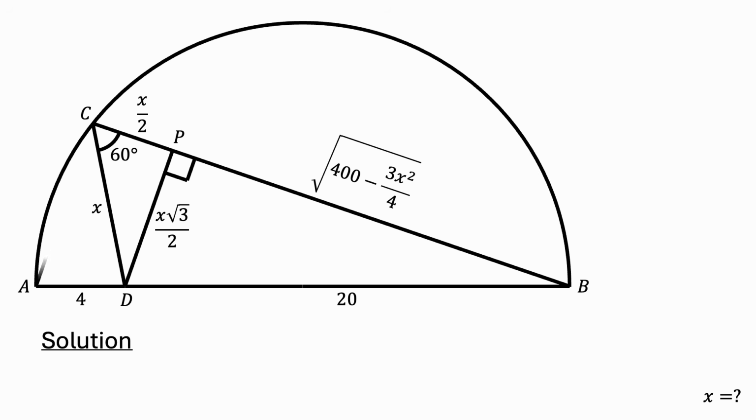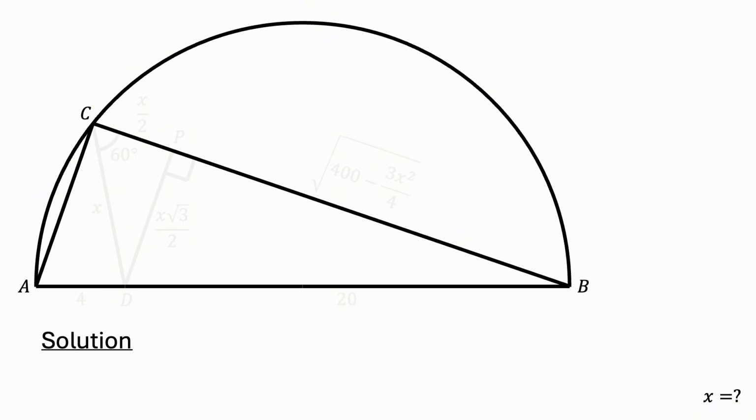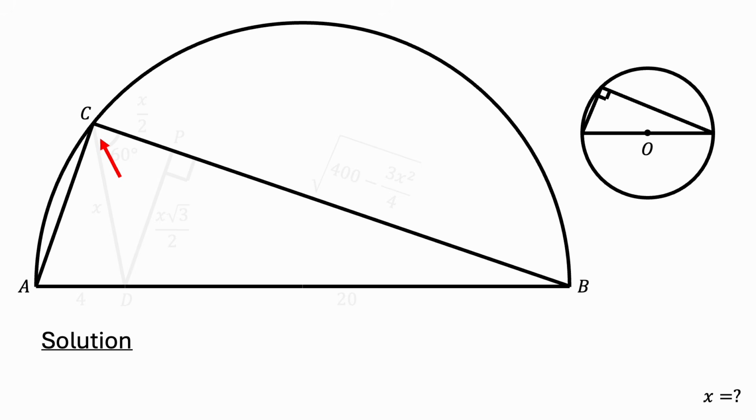Next, join A to C. Now, consider triangle ABC in the semicircle. Angle BCA is an angle in a semicircle. Since an angle in a semicircle is a right angle, angle BCA equals 90 degrees.